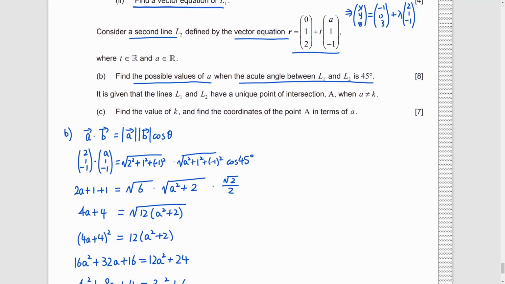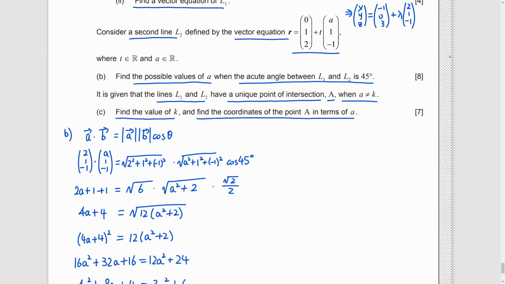Part C. L1 and L2 have a unique intersection if A is not equal to K. Now, we want to find K and the coordinates of capital letter A in terms of small letter a. As we want to find K, we try to consider the opposite way, making A to be K. So, we said there is no intersection for L1 and L2. That means L1 is parallel to L2.